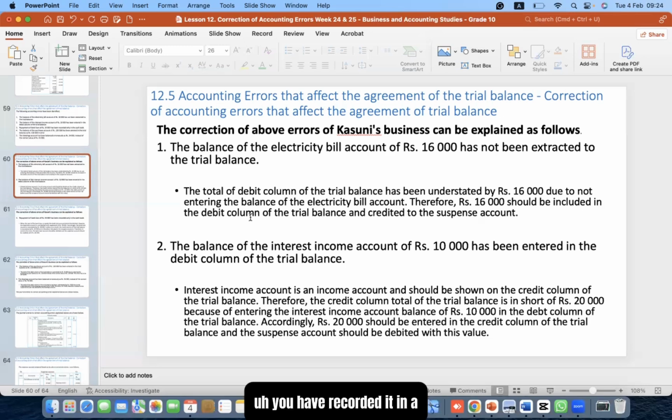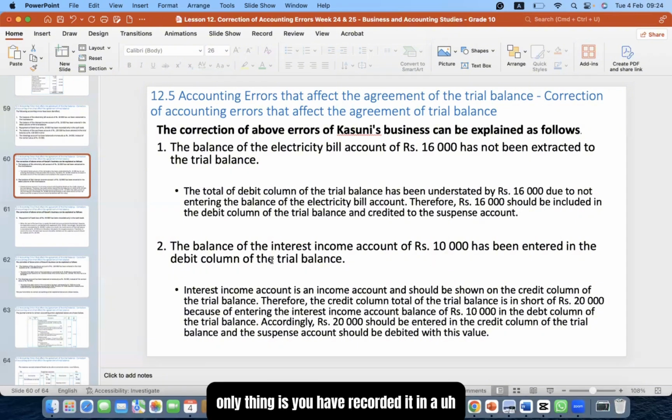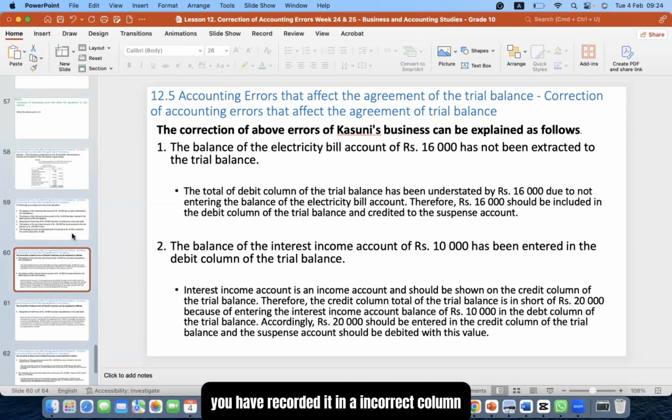You have recorded it in an incorrect column in the trial balance. So there are no errors in the ledger accounts. Only thing is you have recorded it in an incorrect column.